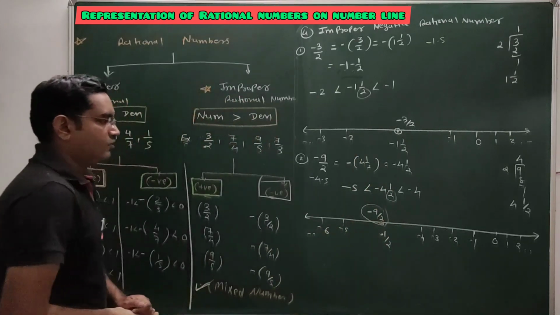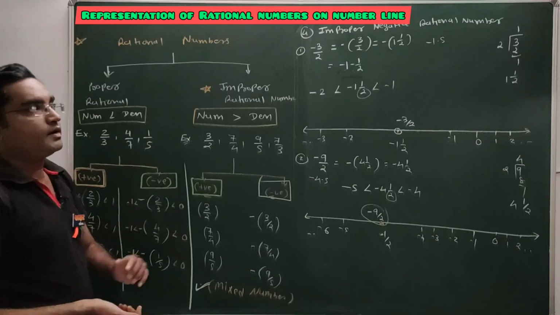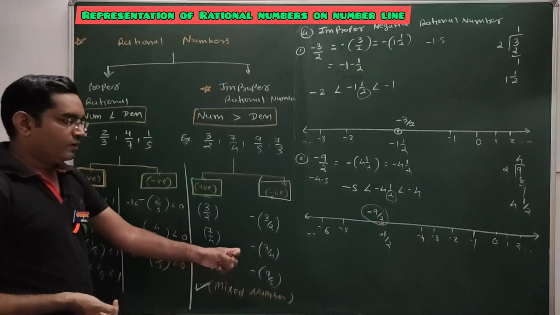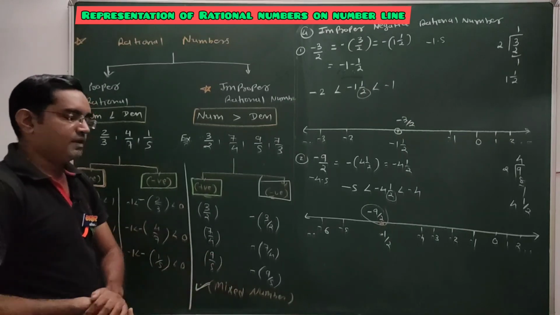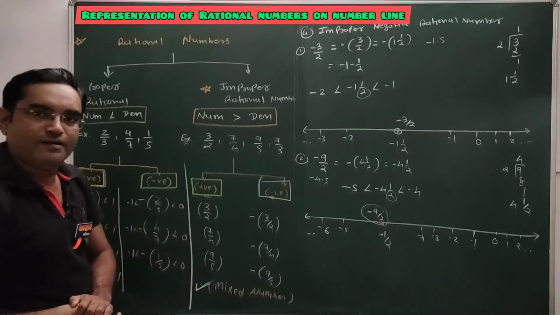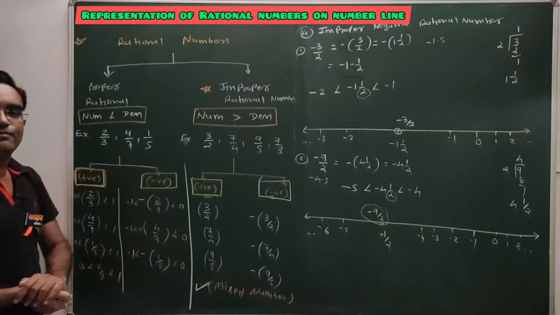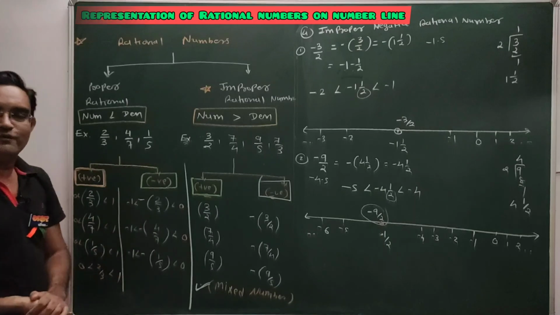Clear students? So this is how you can represent improper negative rational numbers on the number line. Same method you have to use to represent -7 by 4 and -9 by 5 on the number line. Done? So pause this video and note it down.